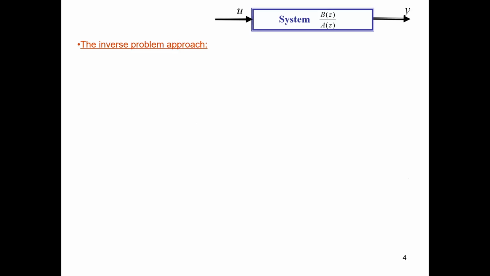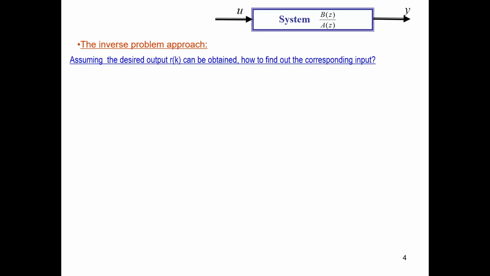So here is the problem we try to solve. We have the input output model given to you, and we will try to follow some reference signal directly. The inverse model approach will be like this. It's like we are just trying to solve some algebraic problem. We just assume that the output equals the desired output, which means I will just let the output y equal r. And then can we find out the input?